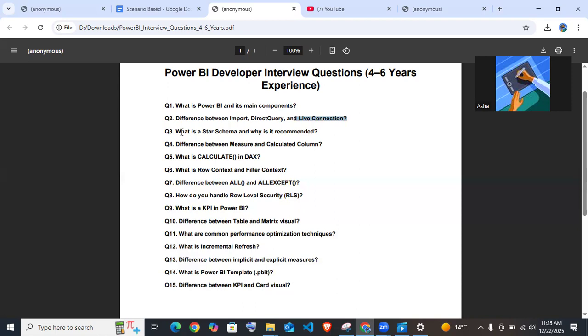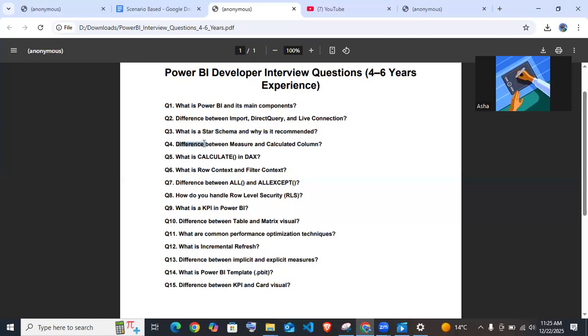Next question is, what is star schema and why is it recommended? You can say a star schema has a fact table in the center and dimension tables around it. Why is this recommended? Better performance, simple relationships, easy DAX writing. In a real project scenario, you can say the fact table is policy, and the dimension tables are customer, date, product, region. So these are all our dimension tables. The fact table will be in the center and the dimension tables will be around the fact table.